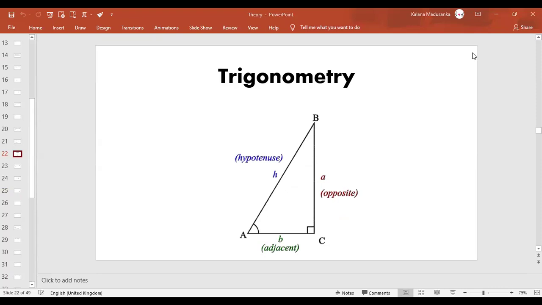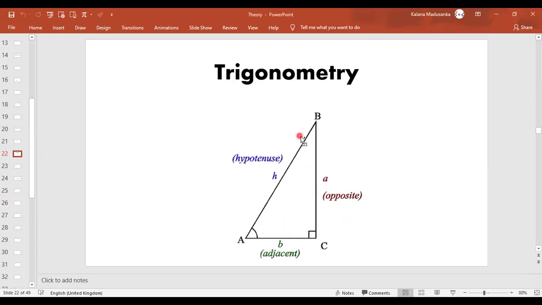And now we can learn about trigonometry. We can just give an introduction, right? We can name the triangle's three parts: the hypotenuse, the opposite, and the adjacent. These adjacent and opposite sides differ depending on your choice of angle.